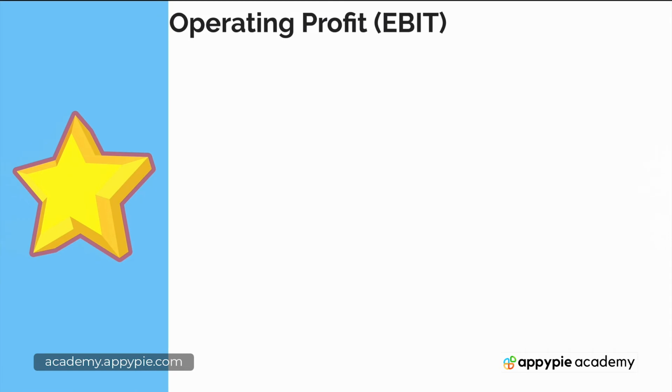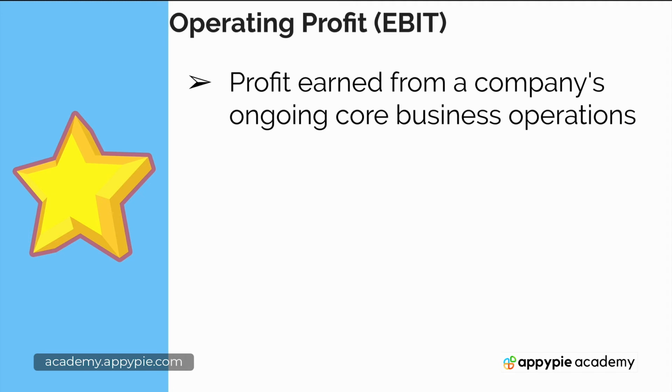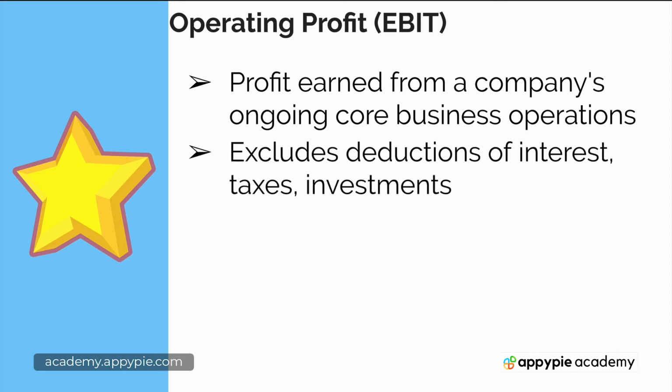Now, there's another term, operating profit. Sometimes referred to by the acronym EBIT, earnings before interest and taxes. And it counts the profit from a company's ongoing core business operations. It does not include interest, taxes, or investment because those aren't very core to the business. Like if you made some profit and you put that profit into a bank and that bank earned some interest for you, sure, that's great. It is a part of your business, but that money isn't a part of the core business.